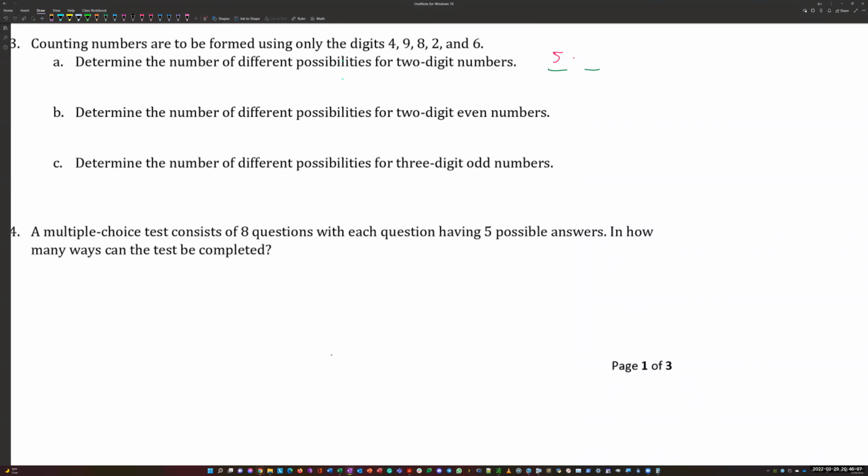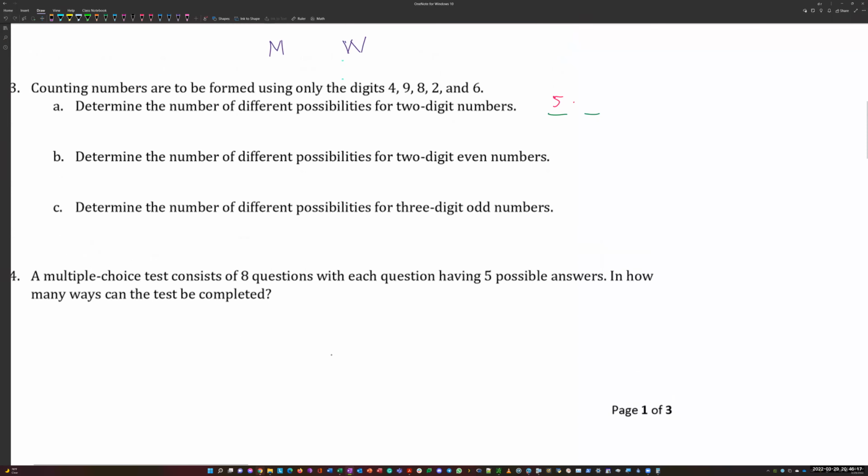How many choices do we have for the second position? 4. No. Couldn't you do 99 also? They didn't say I can't use the number twice. It's just 5 times 5. Where's the other 5? Same numbers. The first one could be a 2, a 4, a 6, an 8, or a 9. The second one could also be a 2, a 4, a 6.